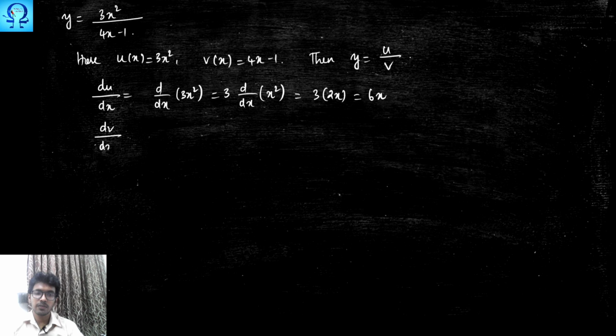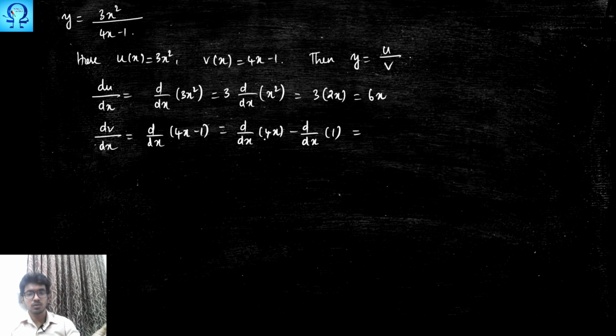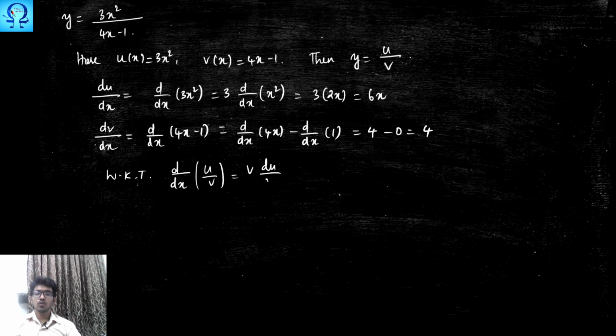Similarly, dv upon dx is d upon dx of 4x minus 1. So this is d upon dx of 4x minus d upon dx of 1. When you take 4 outside and do derivative of x, that is going to give you 1. So 4 times of 1 is 4, and this quantity is 0. So answer is 4. And we'll have to make use of the quotient rule now. That is d upon dx of u by v is v times of du upon dx minus u times of dv upon dx, upon v square.